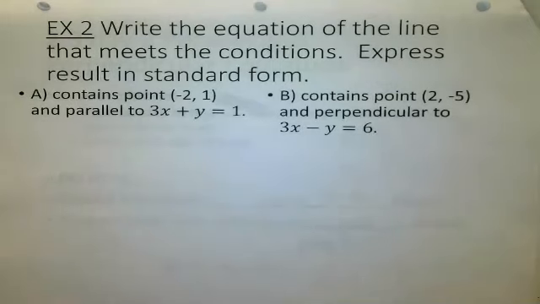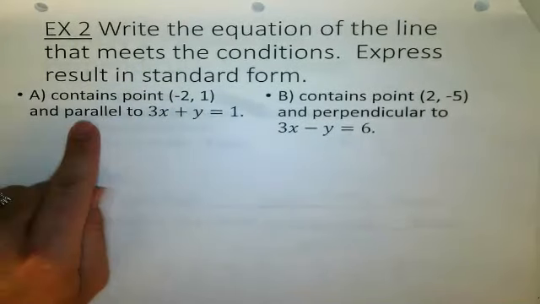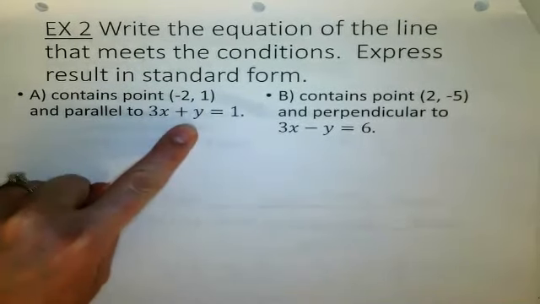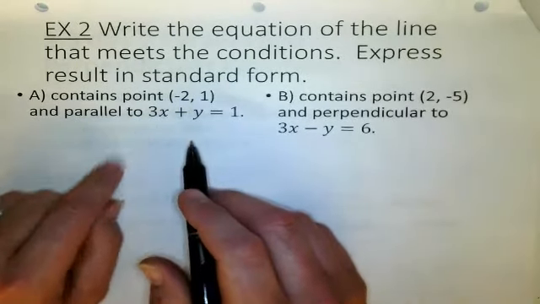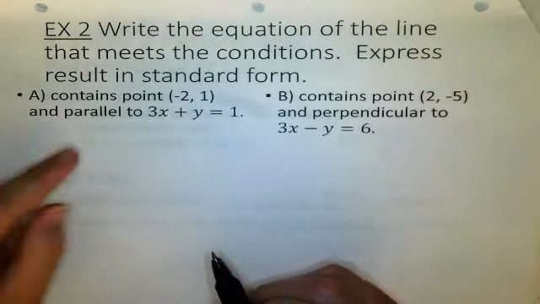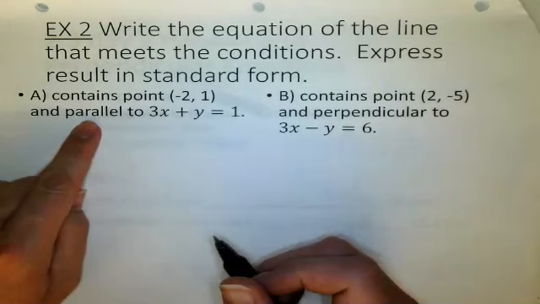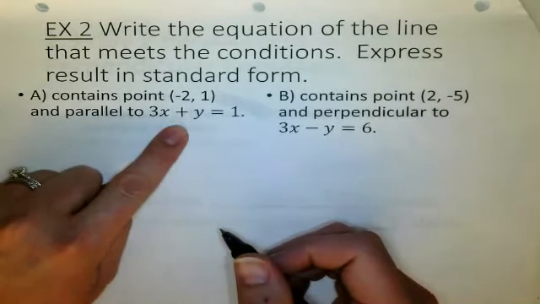All right, so we want to write the equation of the line that has this point in it, but it needs to be parallel to this line. So what do we need in order to write the equation of a line? The slope. We need the slope. And since we want a parallel line, we need the same slope as this line. What's the slope of this line?